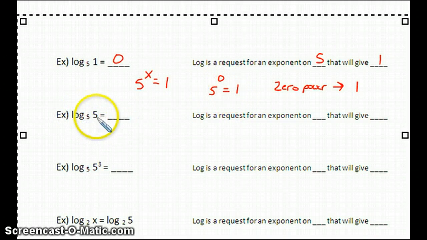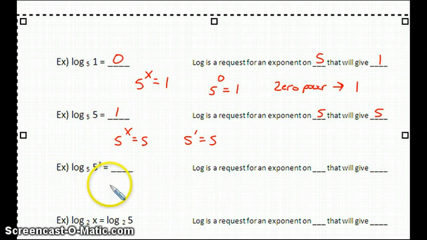This one says log base 5 of 5 equals what? So 5 raised to some power has to give me 5. So that would mean the power has to be a 1, because 5 to the first power is going to give me 5.